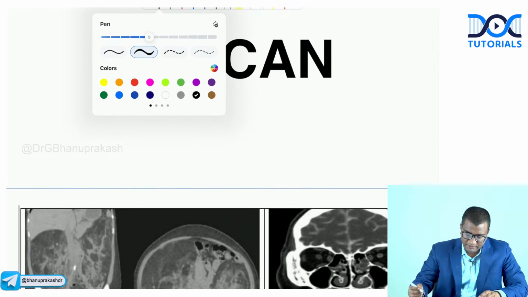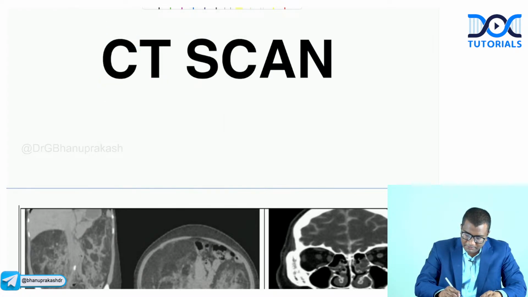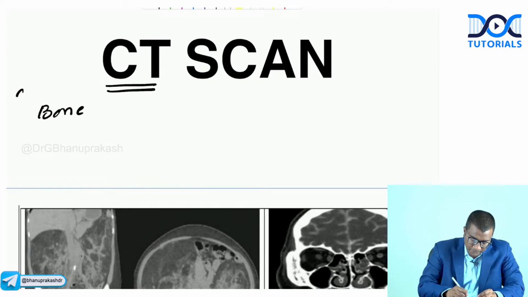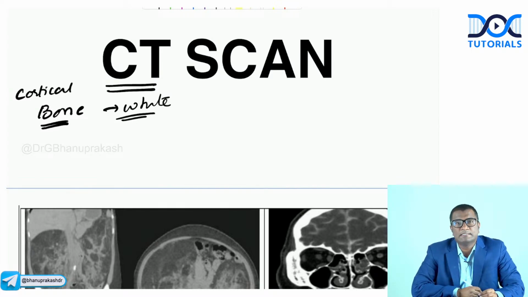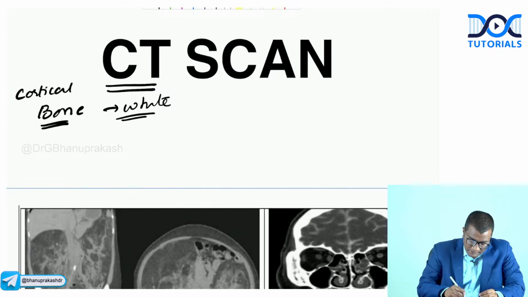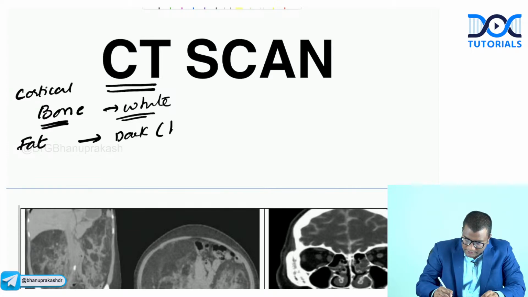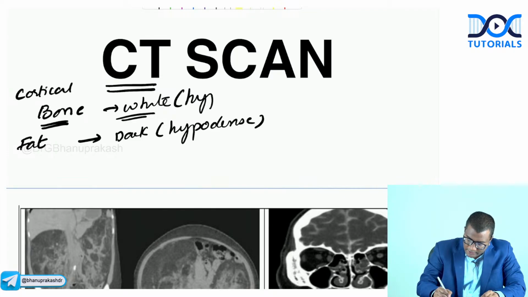How do you differentiate a CT scan from an MRI? Remember, in CT scan, the cortical bone is white. The bone is white on CT scan. And the subcutaneous fat appears dark or hypodense. So if it is black, we call it hypodense. If it is white, we call it hyperdense on CT scan, right?